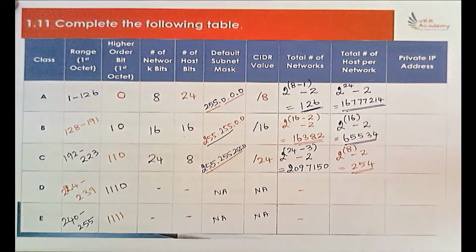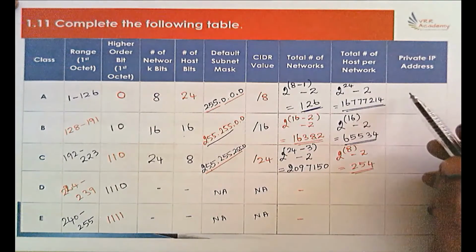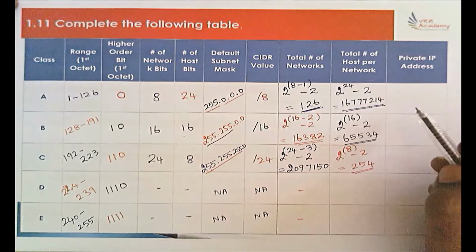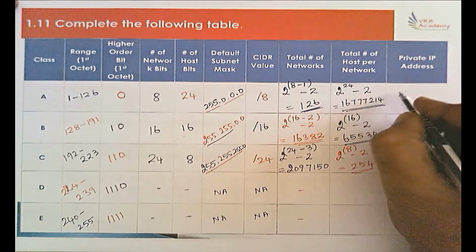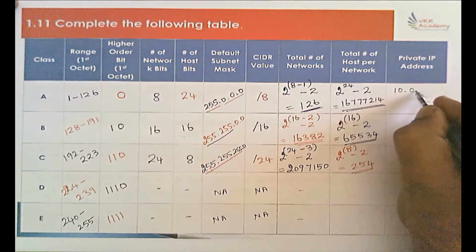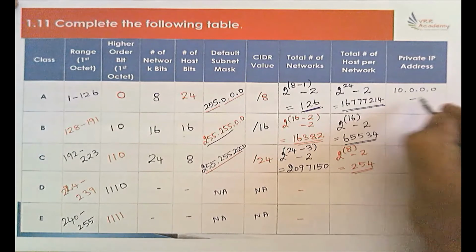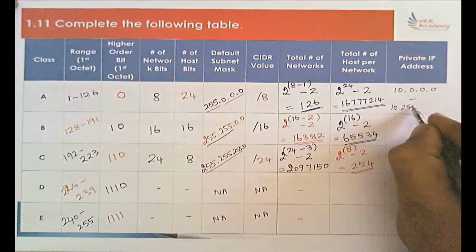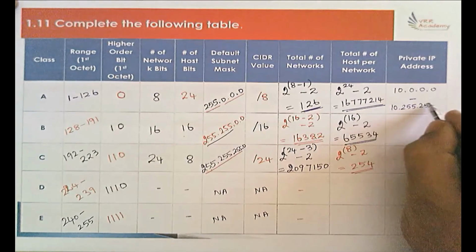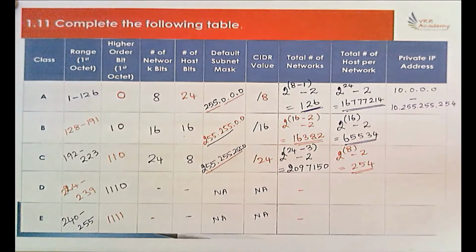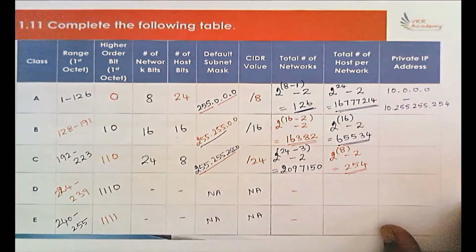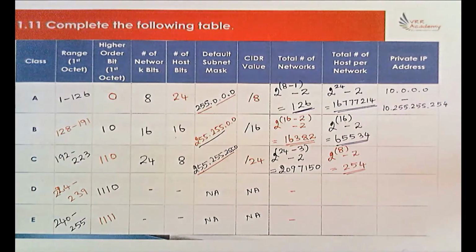Now we have something interesting, which is called the private IP address. Each of class A, class B and class C reserves some IP addresses as private IP addresses. For class A, the private IP address range starts from 10.0.0.0 and goes up to 10.255.255.254. I am not writing 255 at the end because it is going to be a broadcast IP address, which we can see later while discussing the subnetting part. We will understand that. So this is the range of private IP addresses in class A.